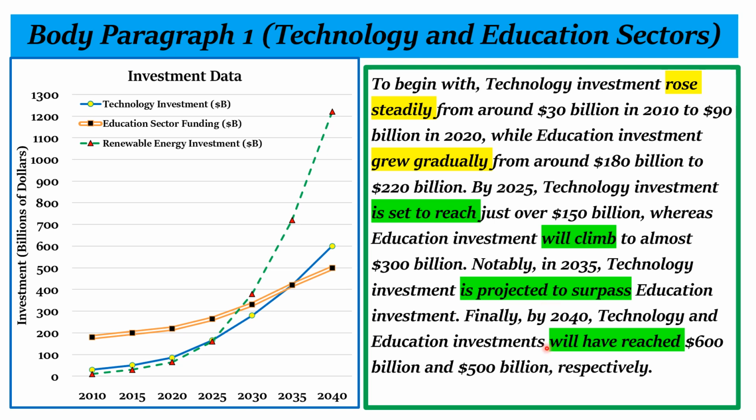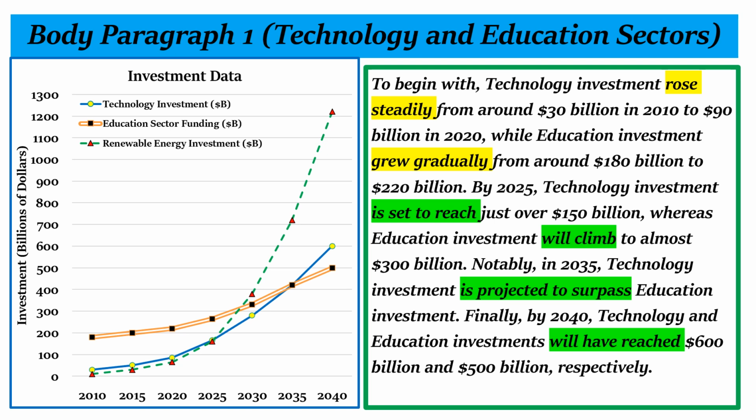like will have reached in the paragraph. We also used the simple future tense as in will climb. The expressions used to describe future trends or projections are highlighted in green. Make sure to use appropriate expressions or sentence structures depending on whether you are describing past trends or future trends.